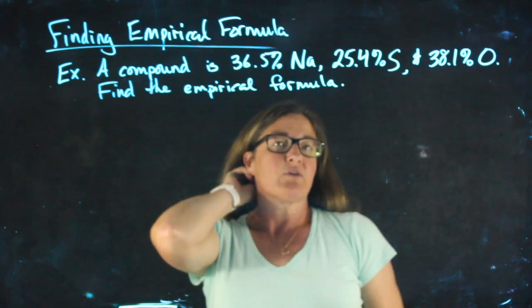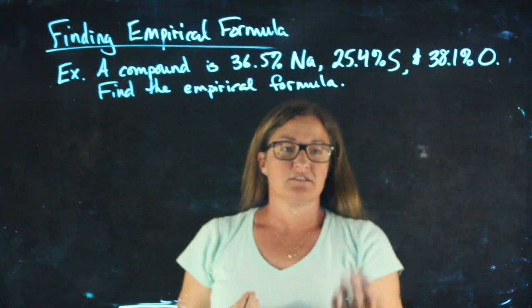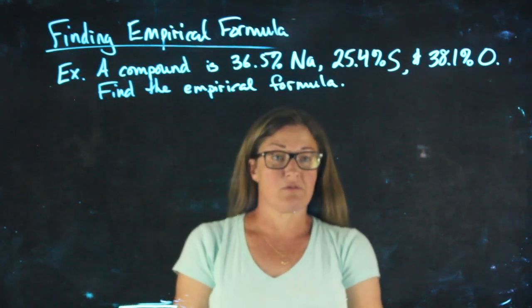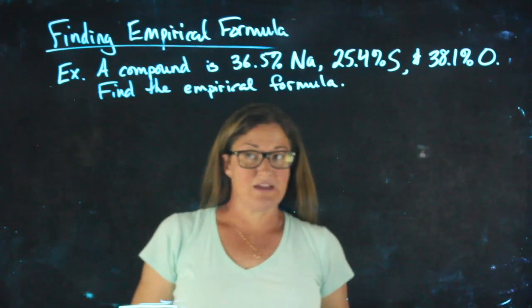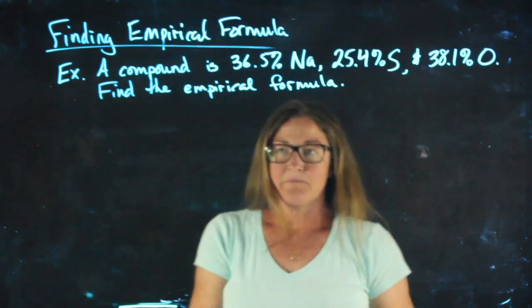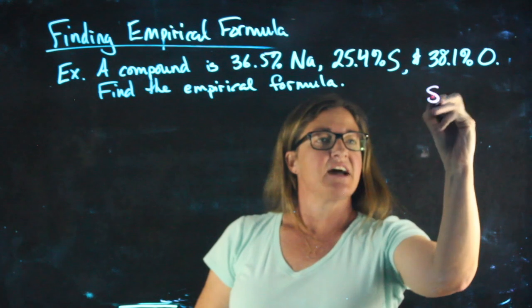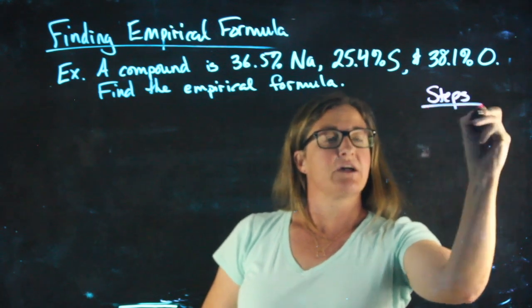We can figure out what the ratio of sodiums to sulfurs to oxygens are in terms of the number of atoms, or the number of moles, which is going to allow us to write the formula. Here's how we approach this problem. I'm going to write the steps off to the side here and keep track as I go.